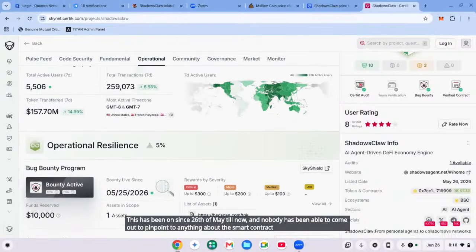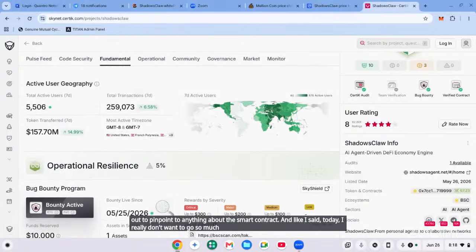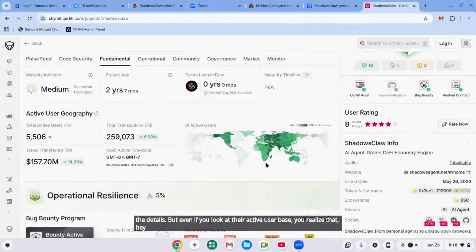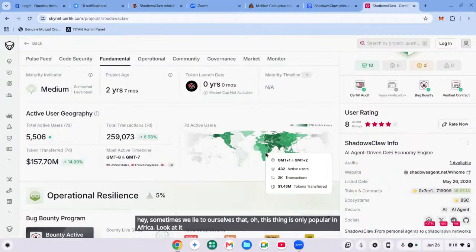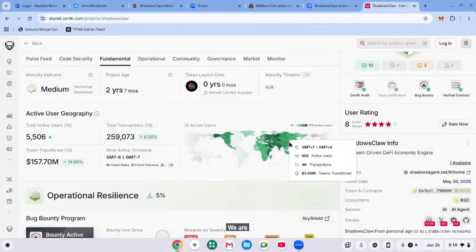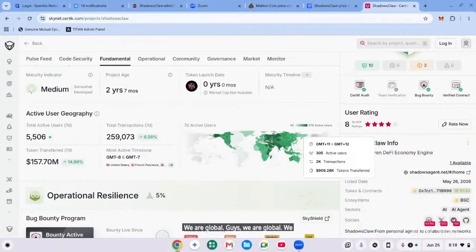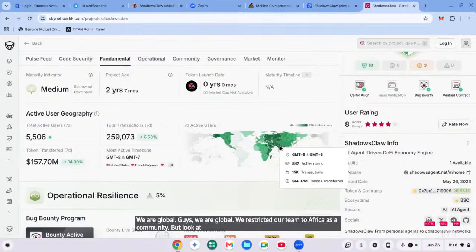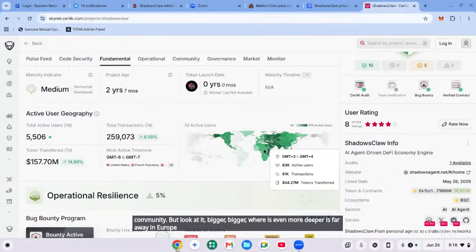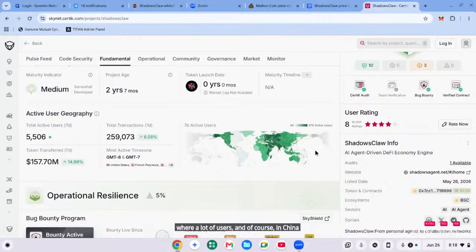And like I said, today I really don't want to go so much into the details. But even if you look at their active user base, you realize that, hey, sometimes we lie to ourselves that, oh, this thing is only popular in Africa. You feel we are just popular until you look at all these metrics and realize that we are global. Guys, we are global. We restricted our team to Africa as a community. But look at it, bigger, where it's even deeper, is far away in Europe, where a lot of users, and of course in China, where a lot of users are saying yes to the project.